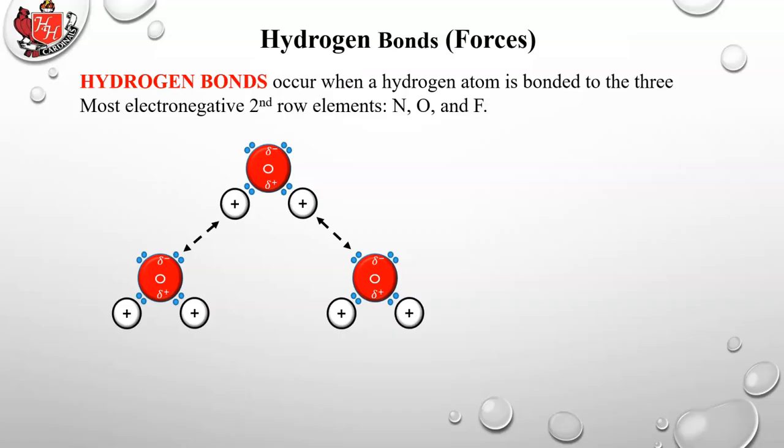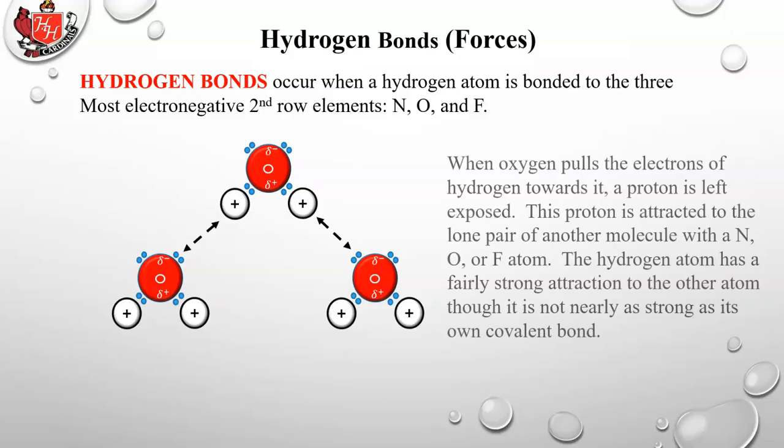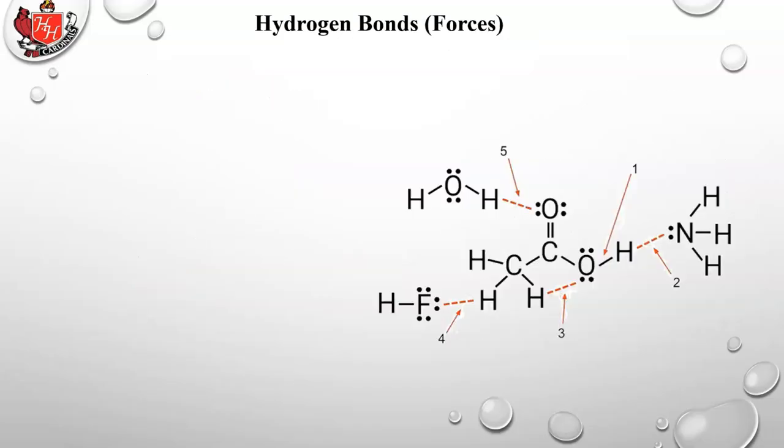Hydrogen bonds occur when a hydrogen atom is bonded to the 3 most electronegative second row elements, which are nitrogen, oxygen, and fluorine. When oxygen pulls the electrons of a hydrogen toward it, a proton is left exposed. So that proton of that hydrogen is sticking out there because the nitrogen, oxygen, or fluorine has pulled the electrons really tightly to it. So this proton is attracted to the lone pair of another molecule with nitrogen, oxygen, or fluorine. The hydrogen atom has a fairly strong attraction to the other atom, though it is not nearly as strong as its own covalent bond.